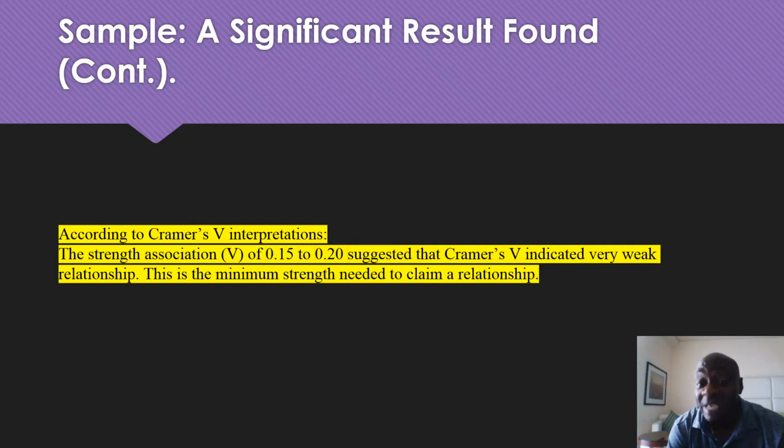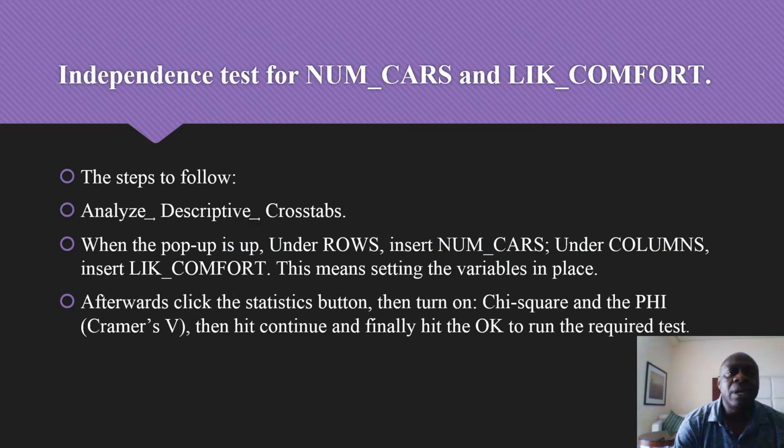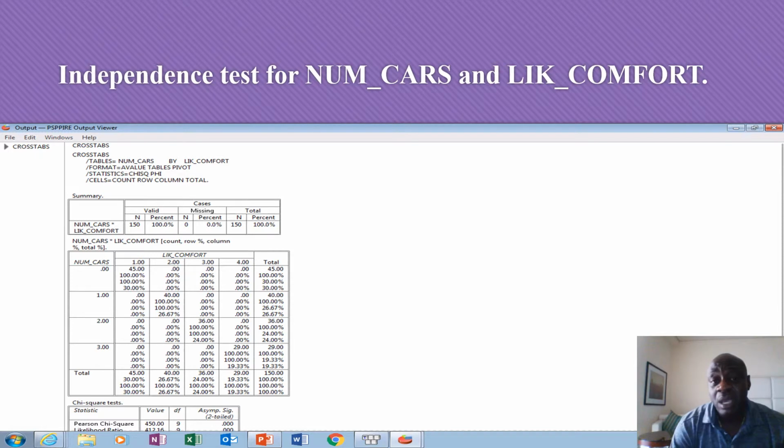According to Cramer's interpretations again, the strength association V of 0.15 to 0.20 suggested that Cramer's V indicated a very weak relationship. This is the minimum strength needed to claim a relationship. These are all based on the table of Cramer's V interpretational table. Independent tests for norm cars and leak comfort. The steps as well, we're going to follow those steps, which takes us to our values, our crosstabs.